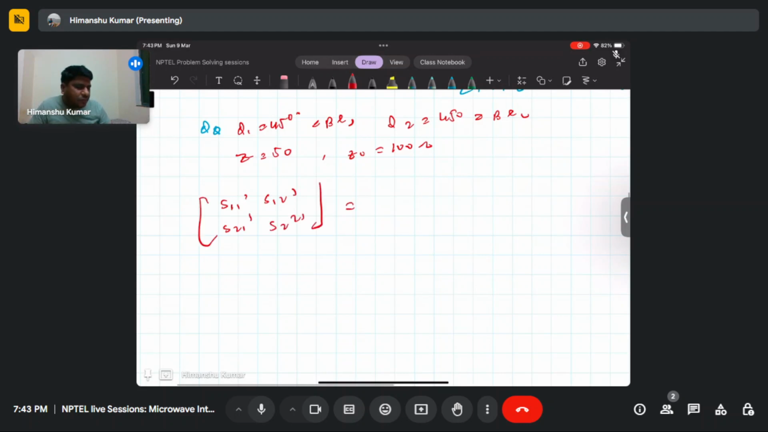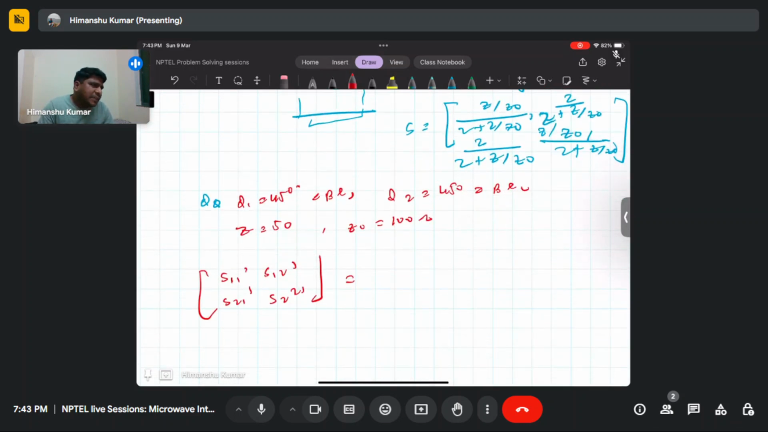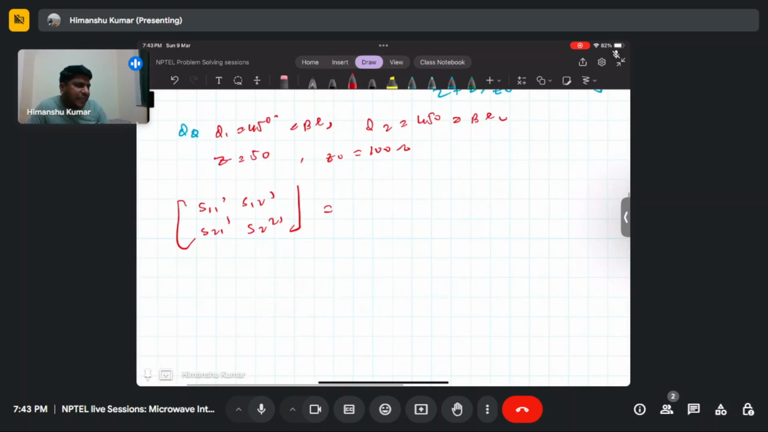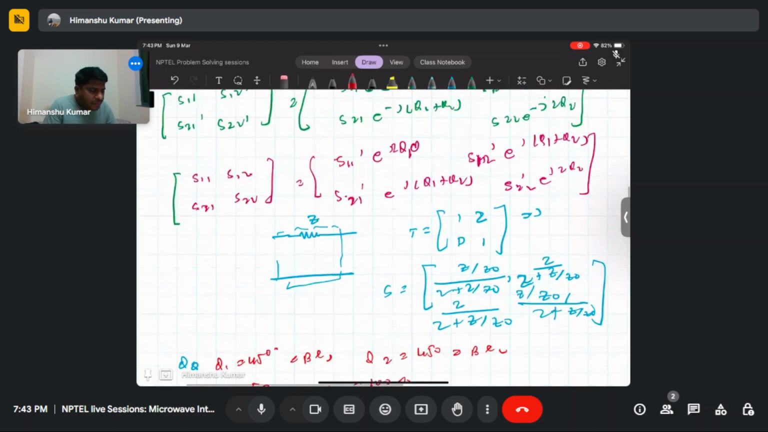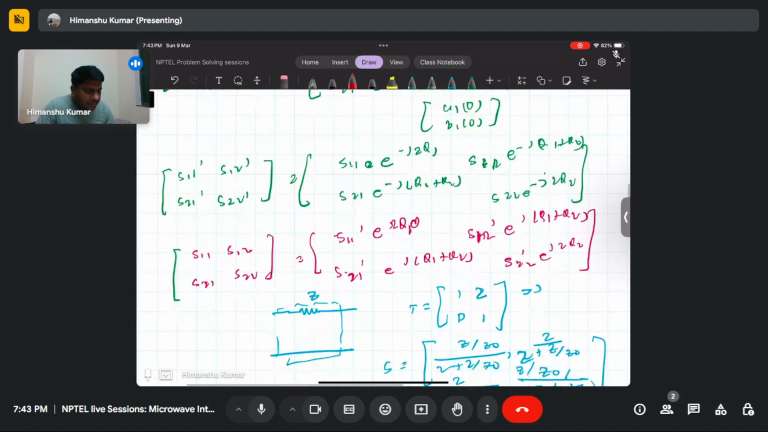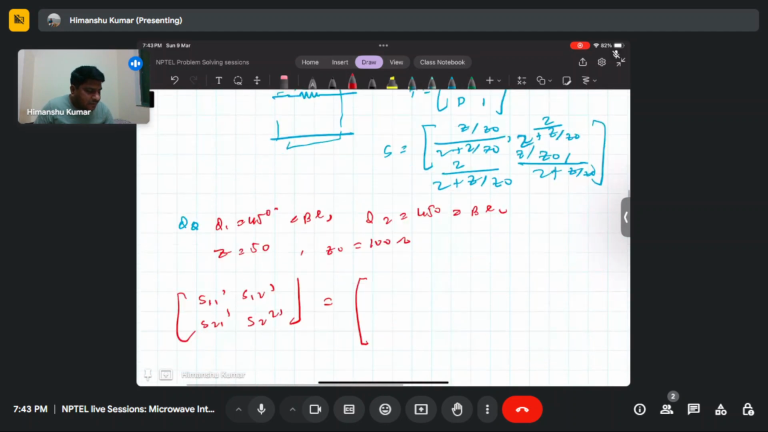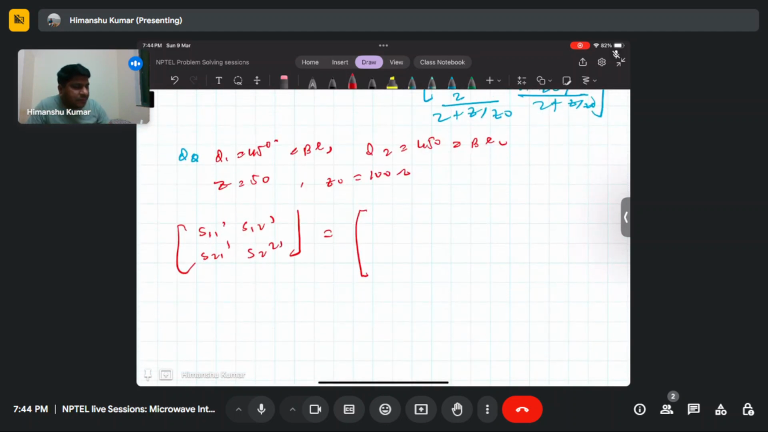So for theta 1 plus theta 2 and 2 theta 2, the terms will be the same, and that exponential term will become minus j. So this will become Z by Z naught minus j times. So in terms of S11, this will become exponential of minus j 2 theta 2, which will become minus j.